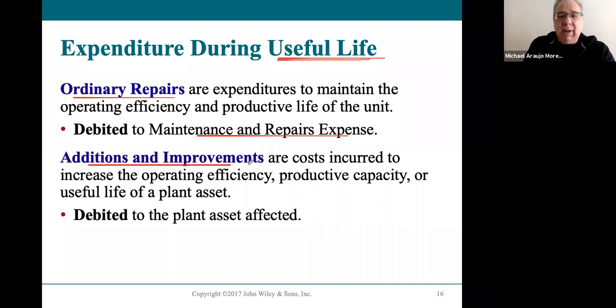So the cost of that engine would simply be debited to the truck account or the equipment account, because now we've extended the useful life of the asset. We thought we were going to use that truck for 5 years, but now that it has a new engine, we're going to keep it for 7 years. So basically that's the difference. Ordinary repair is expensed, but if the useful life has improved, it's an addition and improvement, and the actual asset is going to be debited.